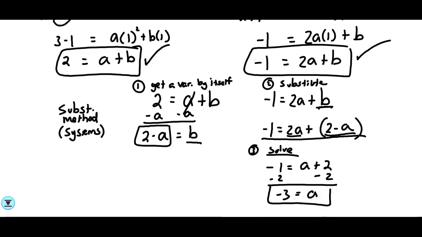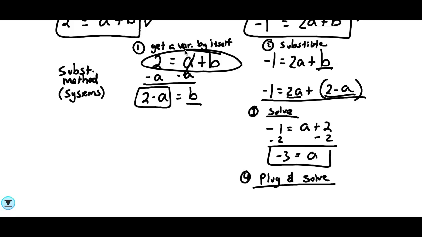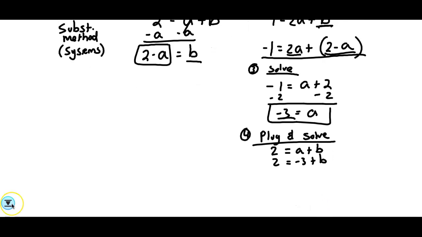Okay. Once you have a solved for, you just go back and you plug that value of a into one of your original 2 equations and solve. So plug and solve for b. So, for instance, I'm going to take my 2 equals a plus b. And now that I know that a equals -3, I'm just going to replace a with -3, and that's going to allow me to solve for b.